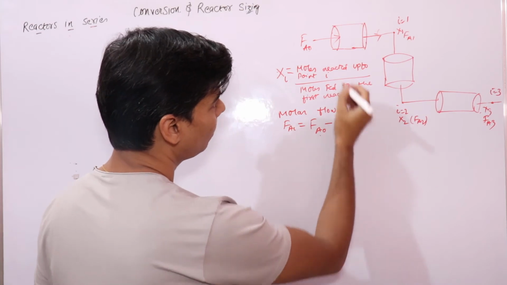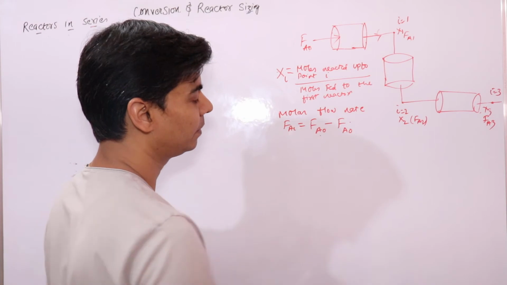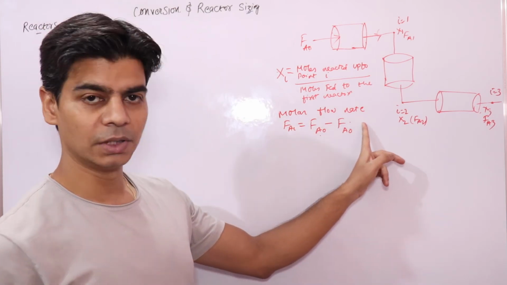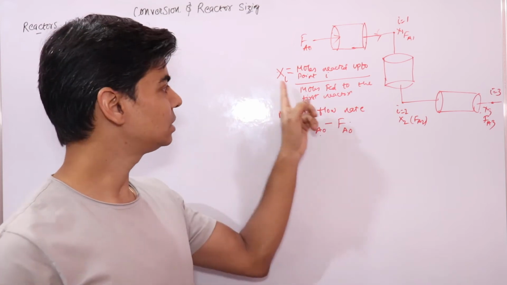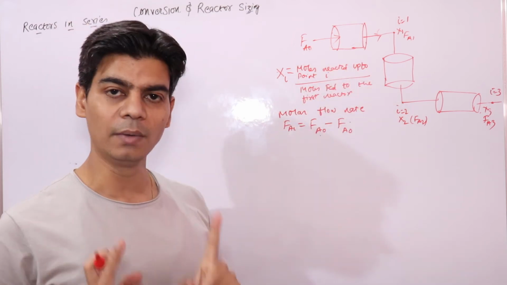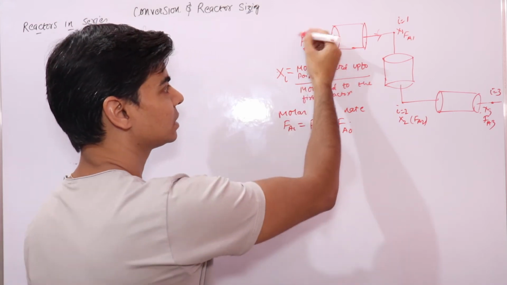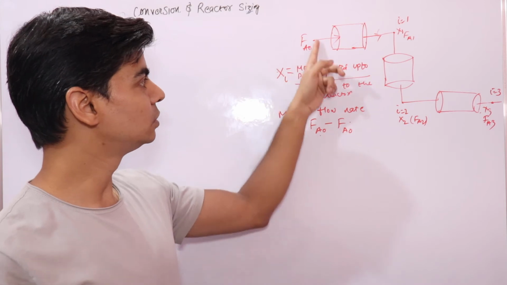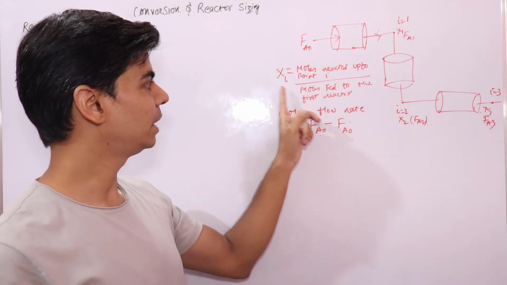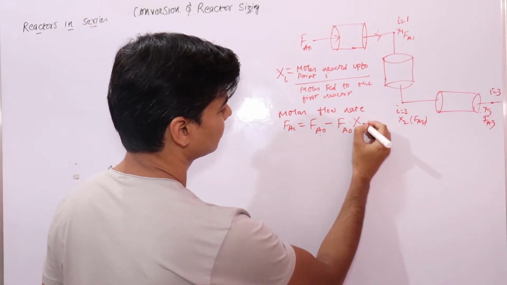So it would be FA0 multiplied by the conversion, because the conversion is the moles conversion, this is conversion for 1 mole. Total moles that are fed in the first reactor is FA0. So conversion for these number of moles would be this multiplied by conversion due to 1 mole. This would be Xi.